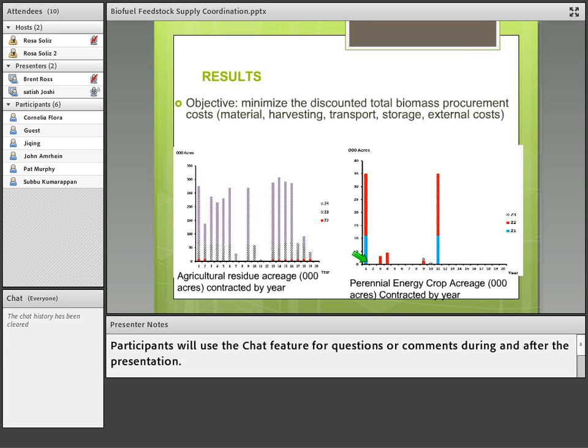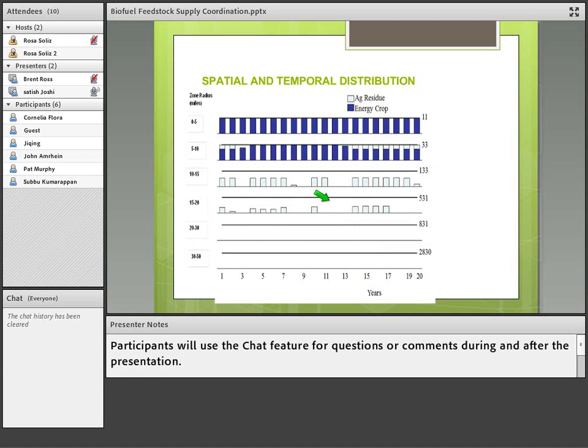And agricultural residues, if you look at that, on this side, most of it is in zone 3 and zone 4, with a little bit in zone 2, which are farther away from the biorefinery. And it looks like we'll be basically entering the base production with energy crops, and the backfill will be done by agricultural residues.